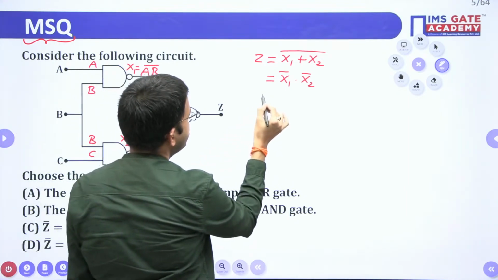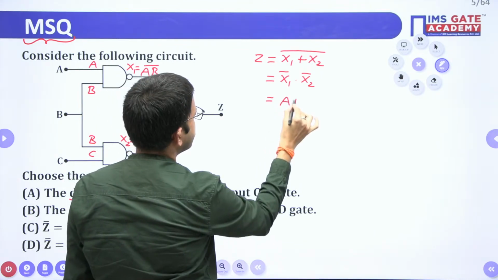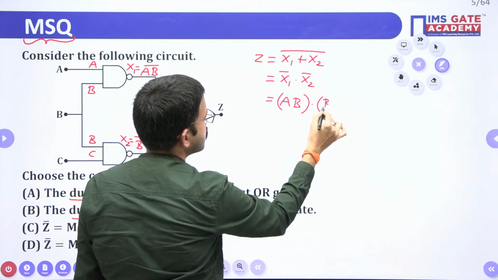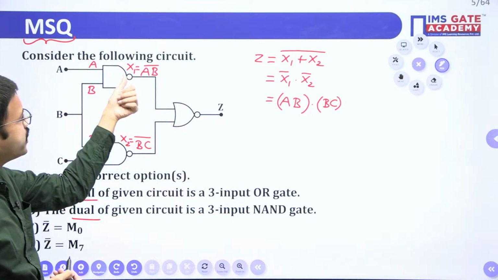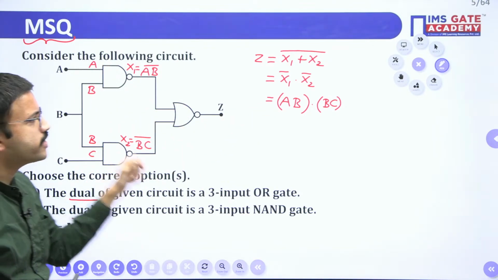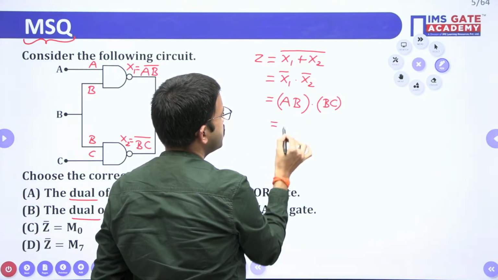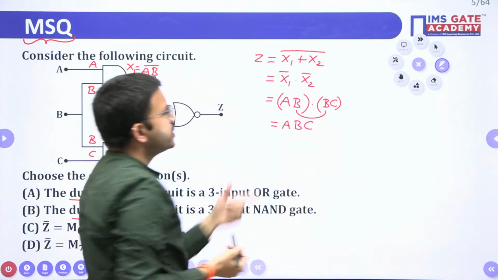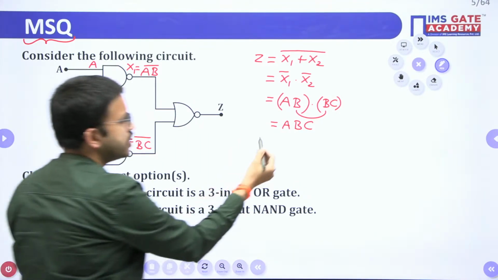So directly I am writing here Z equal to AB into BC. See here you are having x1 bar, x2 bar. Here we got x1 as AB bar, so that means the complement of x1 is nothing but AB. Similarly, the complement of x2 is nothing but BC. So you have to multiply all the terms. A you can write as it is, B into B is nothing but B, and then C. So you are getting simply one logical term, ABC.